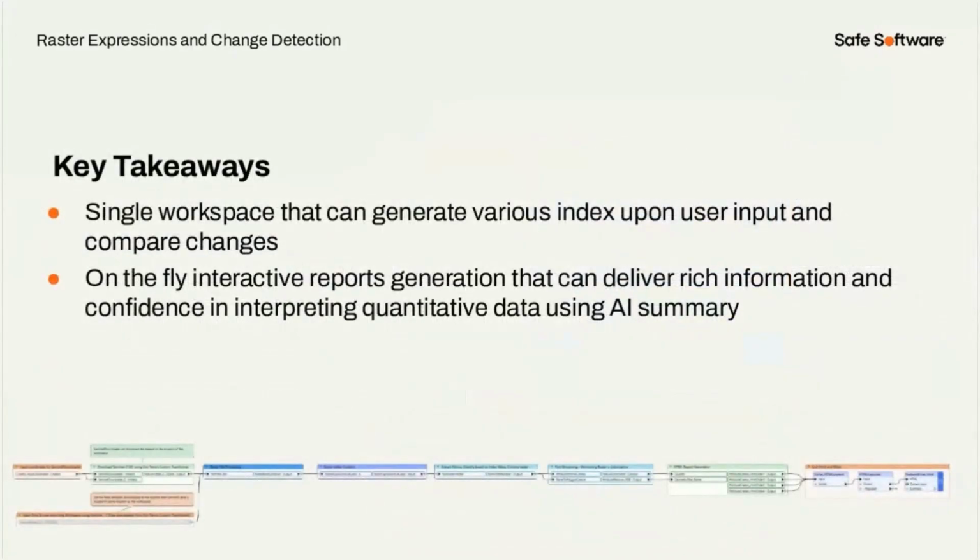Key takeaways from automating the detection of physical environmental change from disaster impact. It only takes a single workspace to generate a user-selected index that can be used to compare and determine what has changed. You could also produce a high-quality interactive report that is both engaging and delivers rich information that can boost the user's confidence in interpreting quantitative data with qualitative information.